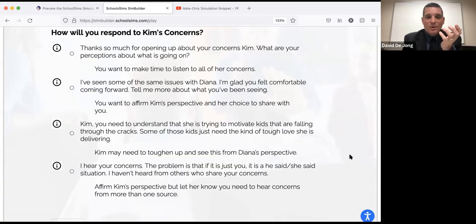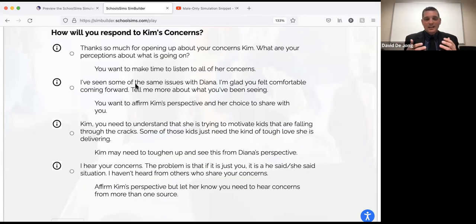And I'm going to end the poll and show you the results right now. So most people said the first option, which is very normal. When I did our study, 93% of people said the first option. And the second option, 14% of people. And usually when I break people into breakout rooms, they talk about this first sentence. I've seen some of the same issues with Diana.